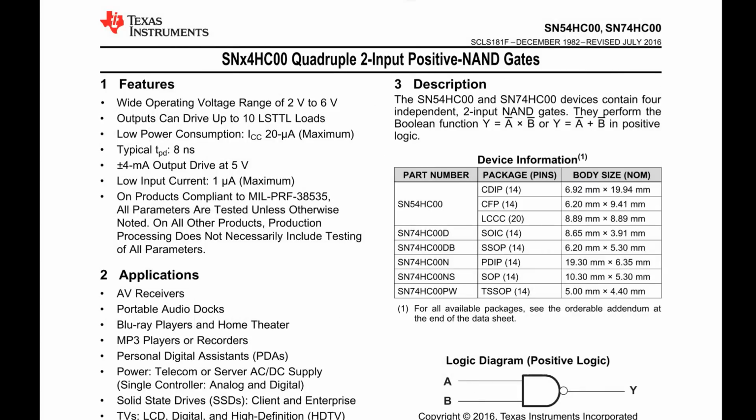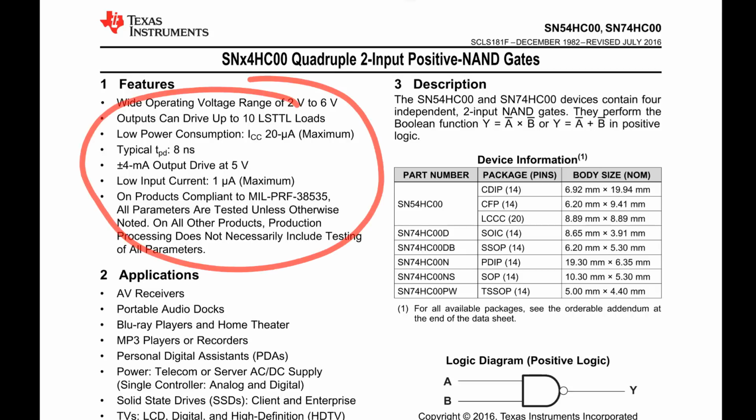Now we're going to take a look at the Texas Instruments data sheet here, and different data sheets will be slightly different in various ways. We might take a look at some others for the same gate, but your data sheets start out very typical. They've got the features here, the top level features.